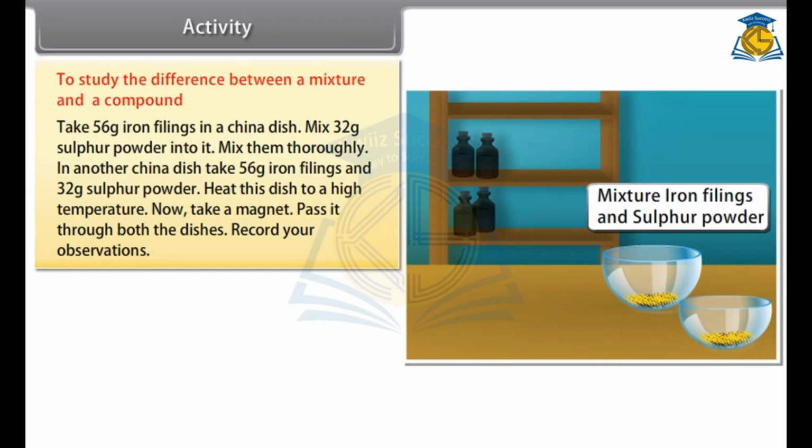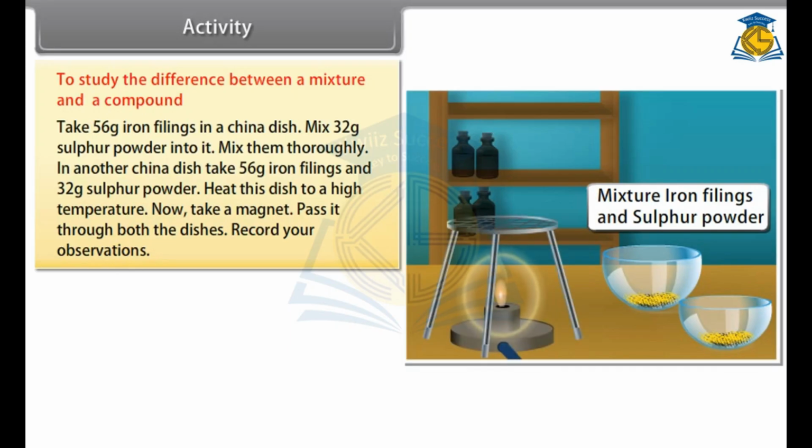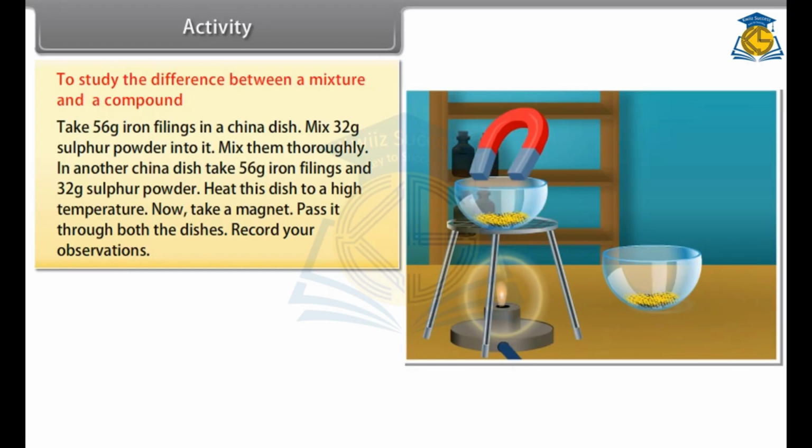In another china dish, take 56 grams iron filings and 32 grams sulfur powder. Heat this dish to a high temperature. Now take a magnet. Pass it through both the dishes.